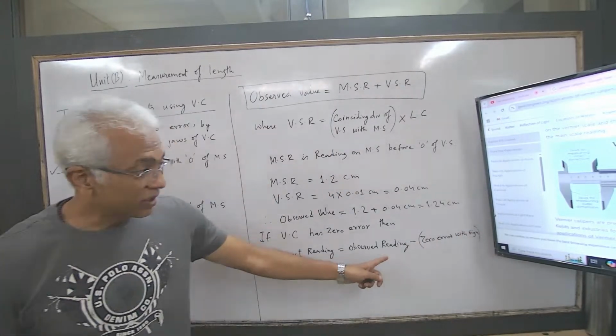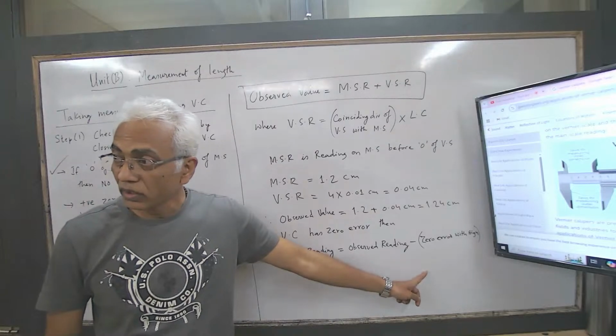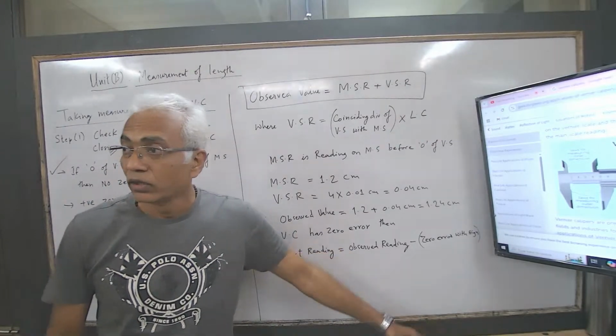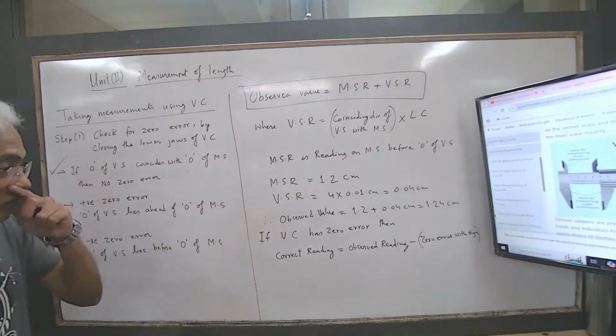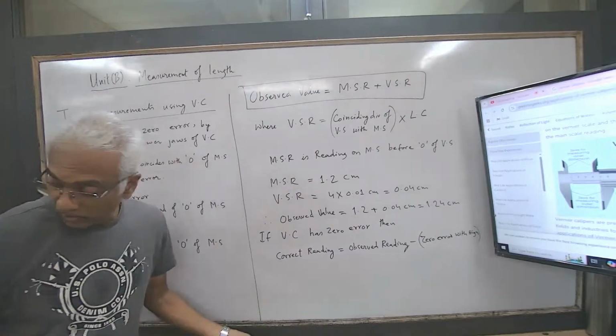सो यू हैव टू सबट्रैक्ट द जीरो एरर और एरर को साइन के साथ लिखना है. तो जो पॉजिटिव एरर है उसका साइन क्या आएगा? पॉजिटिव. और जो नेगेटिव एरर है उसका साइन क्या है? नेगेटिव. ठीक है? तो अब देखो, हमारे पास दो एग्जांपल हैं जीरो एरर के.